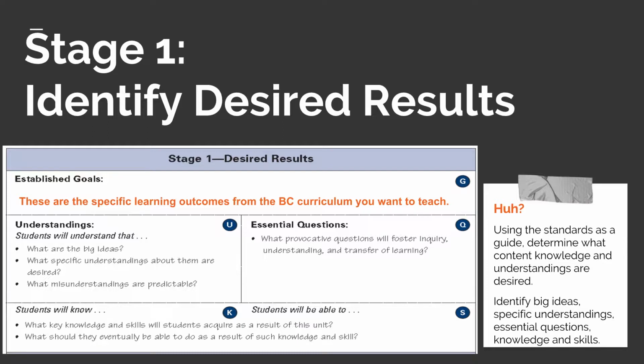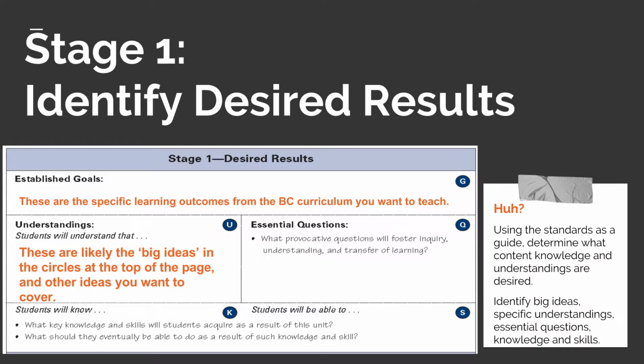Next, understandings are the big picture ideas that you want kids to walk away with and keep lifelong. Now, you might have forgotten exactly how to solve a quadratic equation, but you probably left middle school math realizing that math can be used to model problems. And that's the understanding, the big idea. You can find those big ideas in circles at the top of the BC curriculum pages.